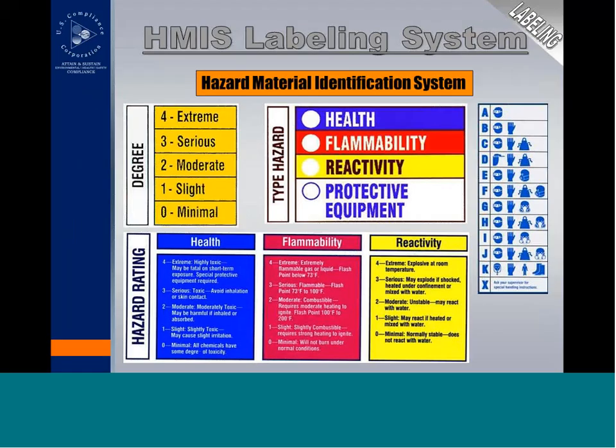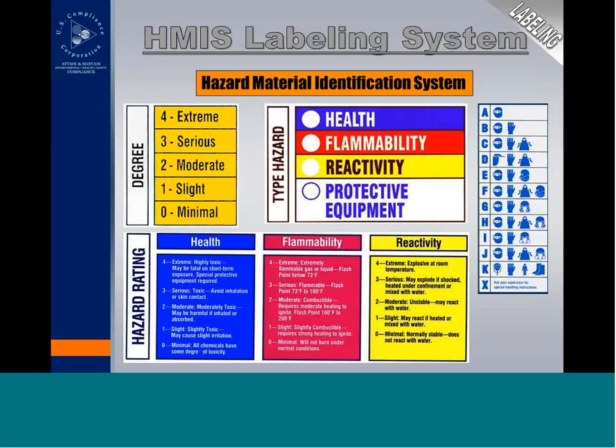And here we have the HMIS labeling system. For all intents and purposes, your health, your flammability, and your reactivity are pretty much the same as your NFPA diamond, in that it's rated on a scale of 0 to 4. 0 being the minimal hazard, 4 being an extreme hazard in each respective category.